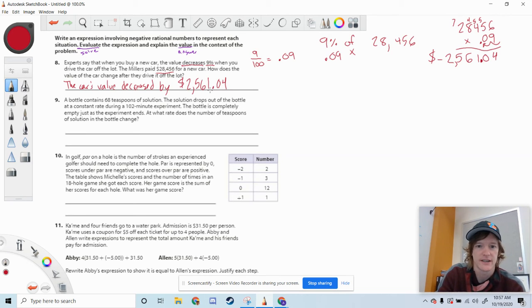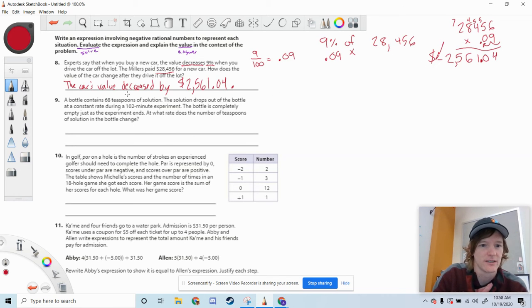$2,561.04. Notice I didn't write a negative here because I used a negative word. I used the negative word decreased. I could say it changed by negative $2,561.04. I could say it changed by a negative number, but I used decrease, which means this is negative. So I didn't include this negative that I wrote a minute ago.